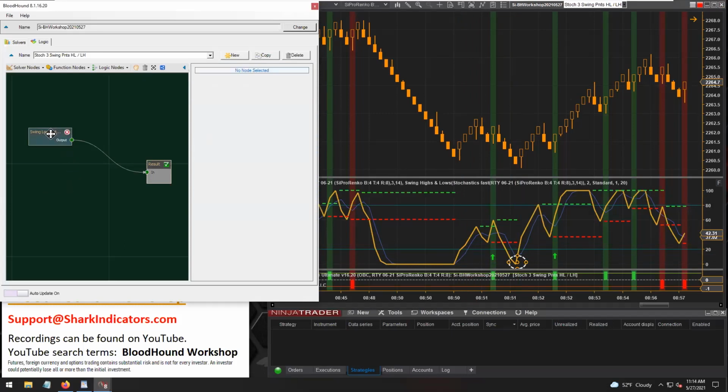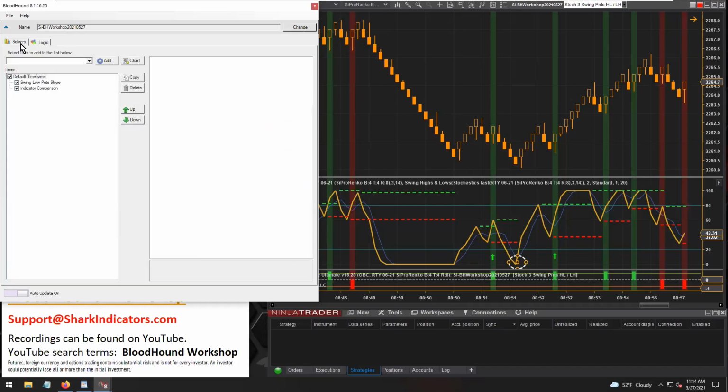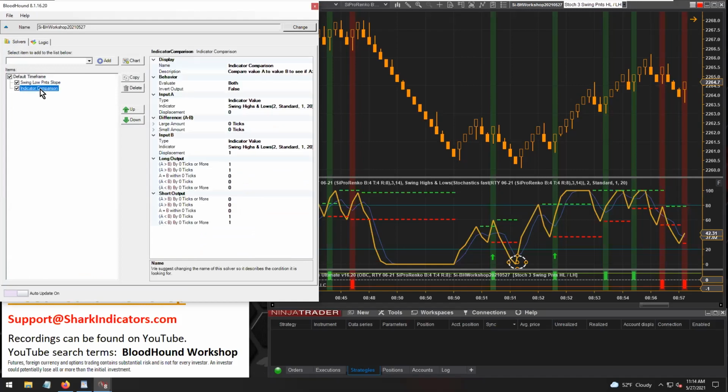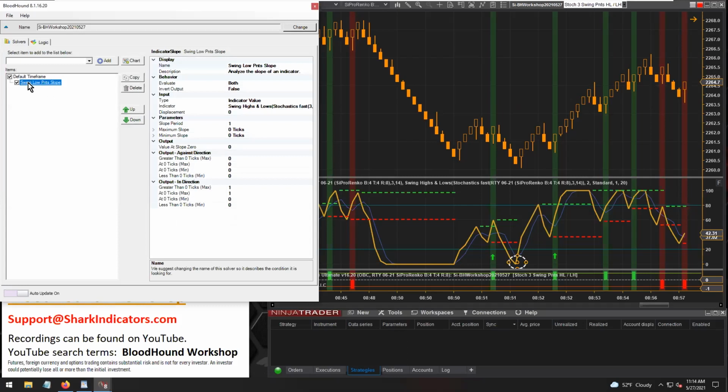All right, so I'm going to get rid of the comparison solver. And we'll go with the slope solver here. That seems to be our best candidate so far. Let's move over to the solvers tab, and I'm going to delete that comparison solver out of here so it's completely gone. And I'm going to make a copy of this slope solver.